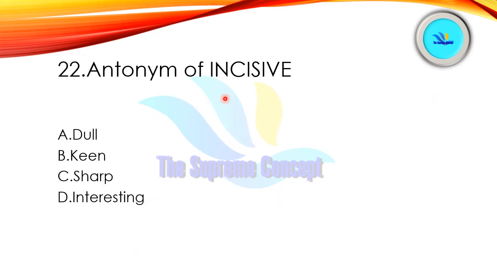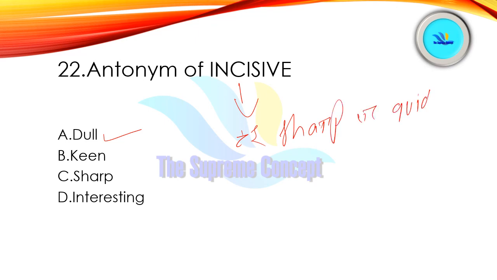Antonym of incisive, and the four options are as follows: dull, keen, sharp, interesting. Just mark your answer. Yes, you are right. Dull is correct here because incisive is sharp, or we can say quick, sharp or quick to understand.